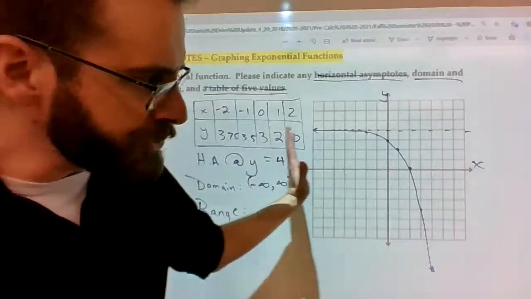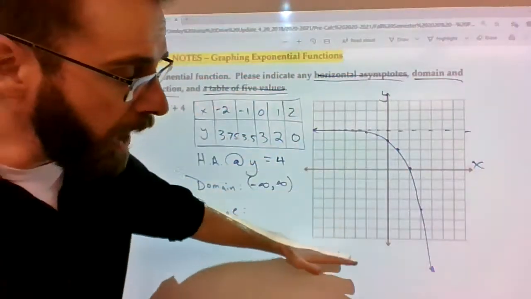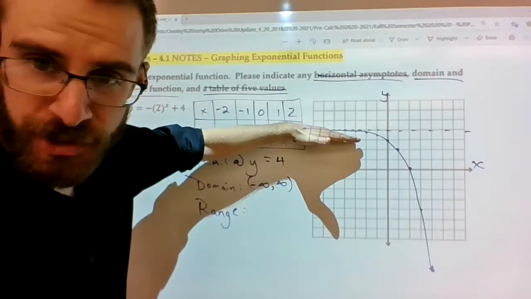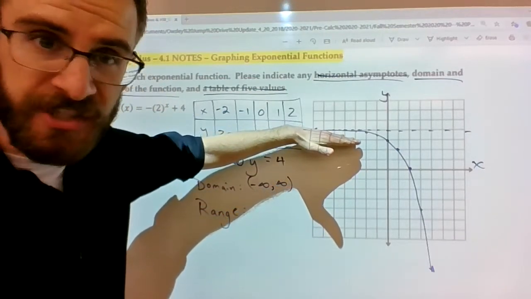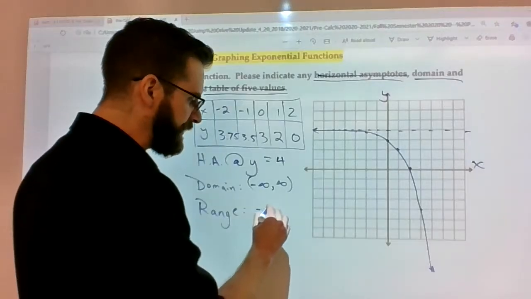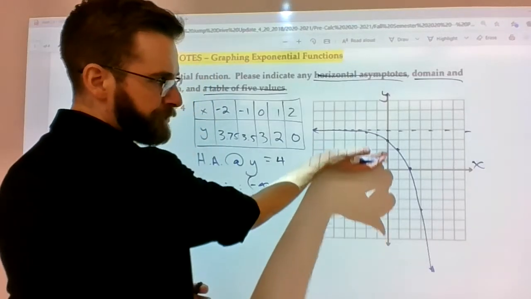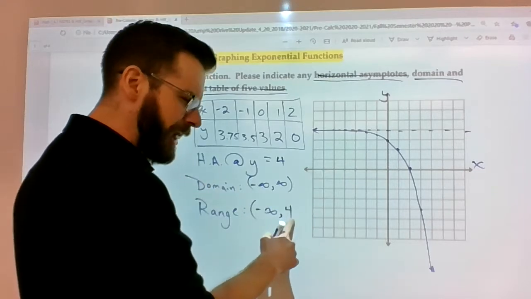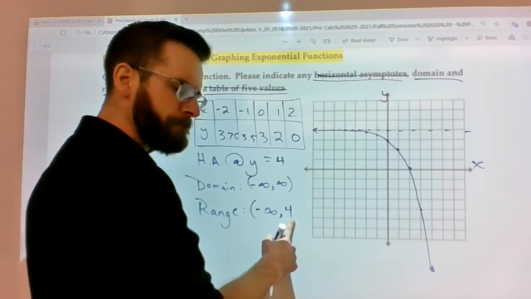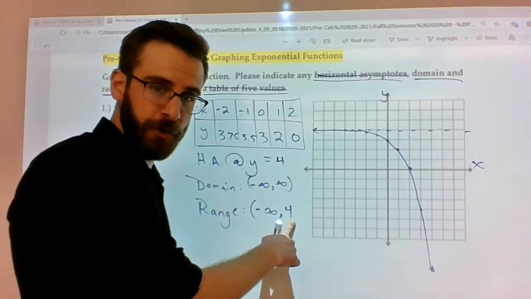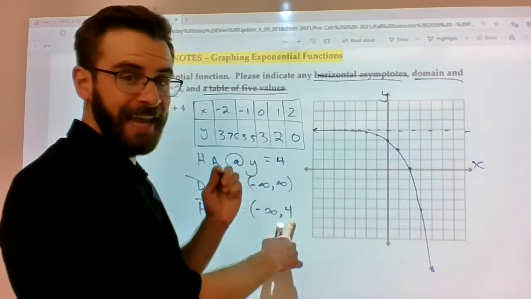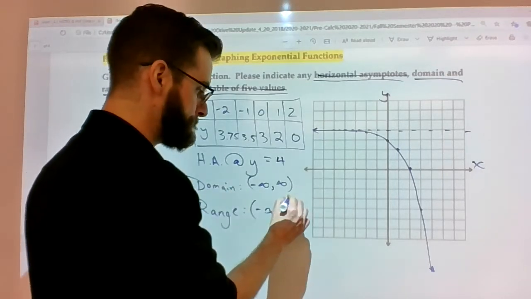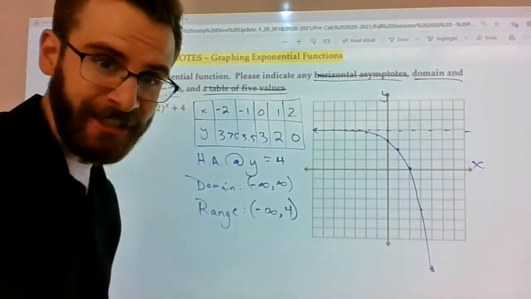My range, on the other hand, is a different story. All the x values are accounted for, but the y values just stop once you get to 4. Okay, so it's never going to go above 4. So negative infinity, all the way up to 4, it hits a roadblock. We got to stop completely. Does it ever actually equal 4? No, it's getting infinitely closer to it, but it's never going to actually yield a y value of 4. So we put a parenthesis to say, don't include me.